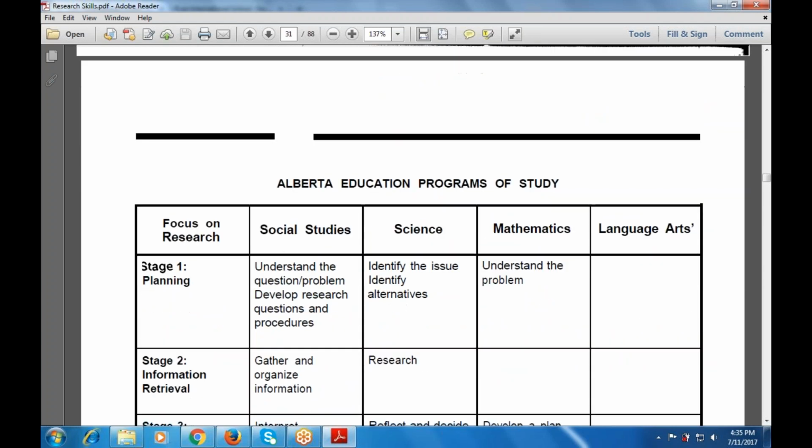And the next is the Alberta education programs of study. So first is the focus on the research. Stage 1 is planning. Then social studies, science, mathematics, language arts. So in planning, understanding the question, problem, develop the research questions and the procedures, identify the issues, identify the alternatives, then understand the problem.